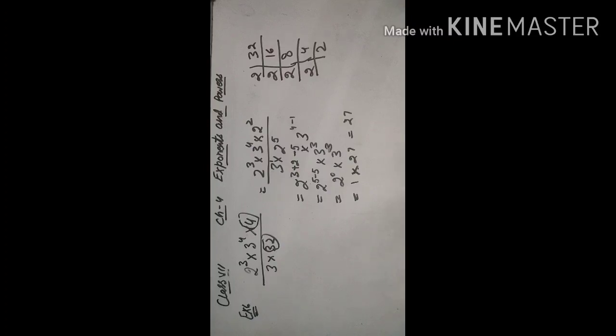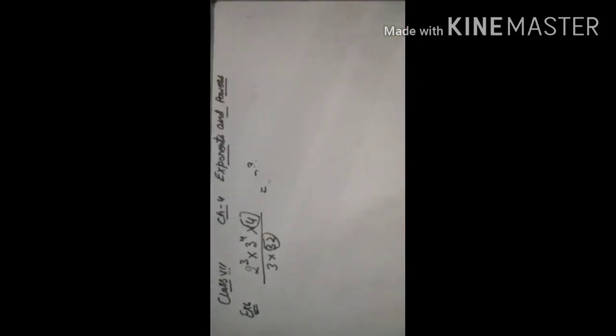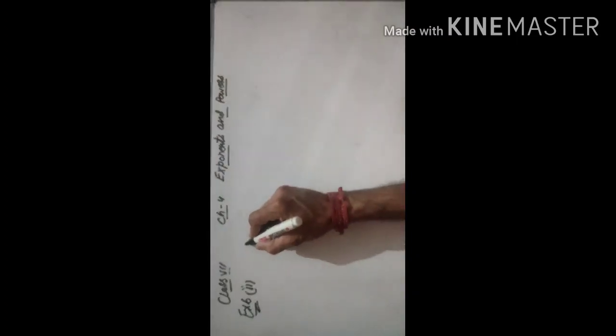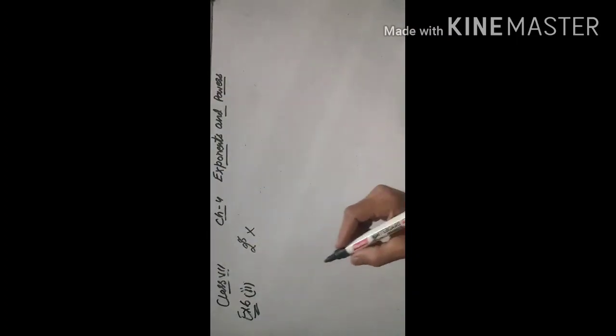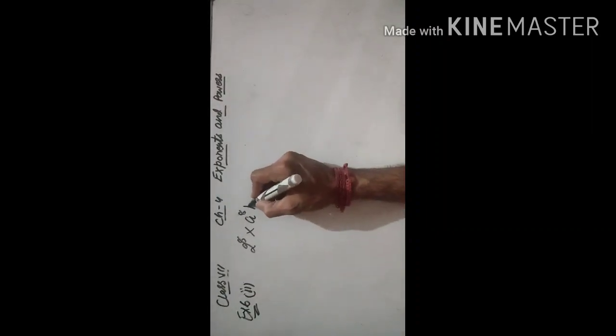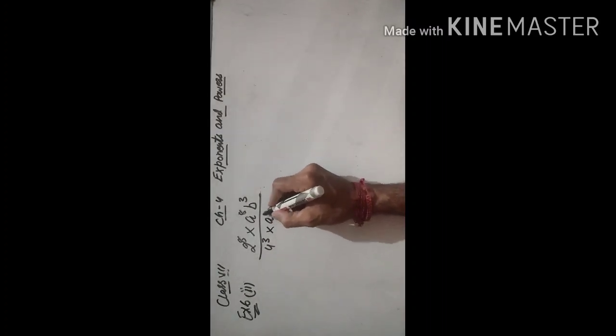Next part is the second part. Example 6, second part. That is 2 to the power 8 into a to the power 8 into b to the power 3 upon 4 to the power 3 into a to the power 5 b to the power 2.